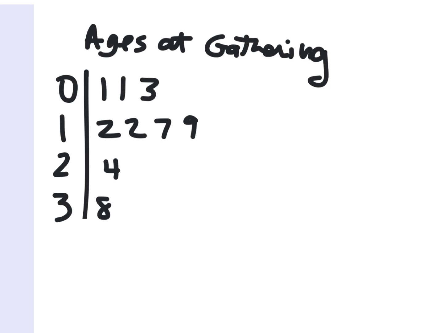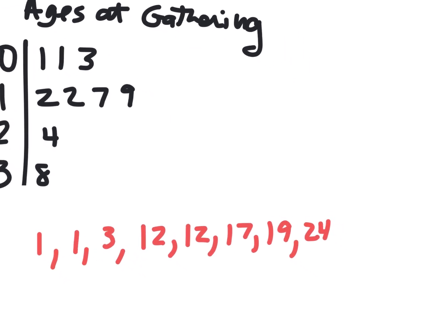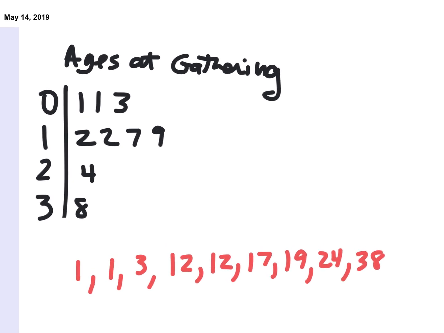So the question is, if this is ages at the gathering, try to process as I list them. There was a 1-year-old, another 1-year-old, there was a 3-year-old, there was a 12-year-old, there was another 12-year-old, there was a 17-year-old, there was a 19-year-old, there was a 24-year-old. Do you get where I'm getting these numbers from? And there was a 38-year-old at the family gathering. See how I got those?